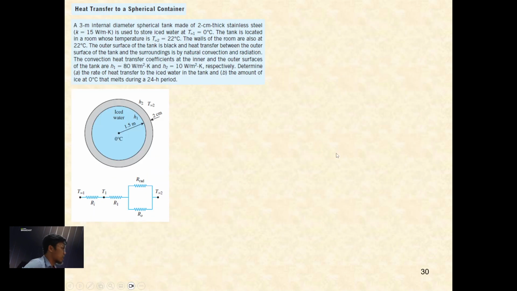Alright. Then we go to some example. Here, for example, we have heat transfer to a spherical container. For example, we have a spherical container where the internal diameter of the spherical tank is 3 meters.